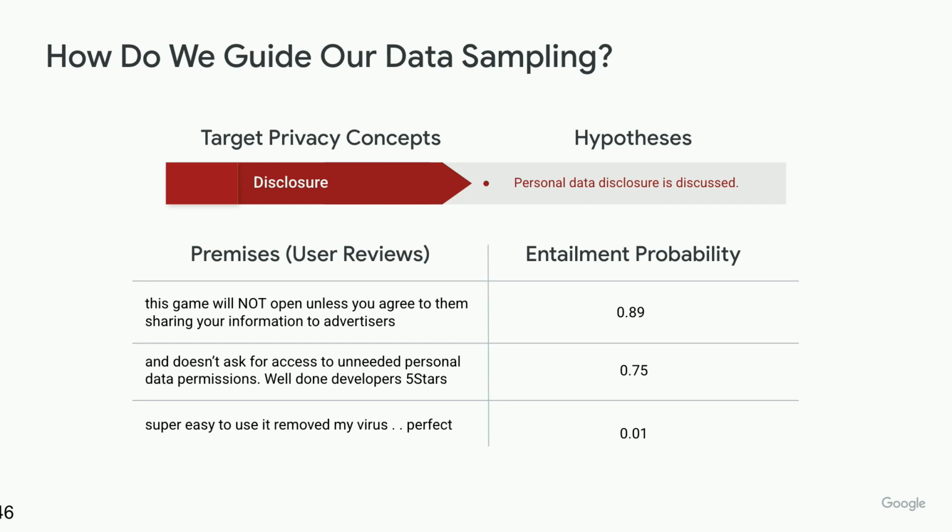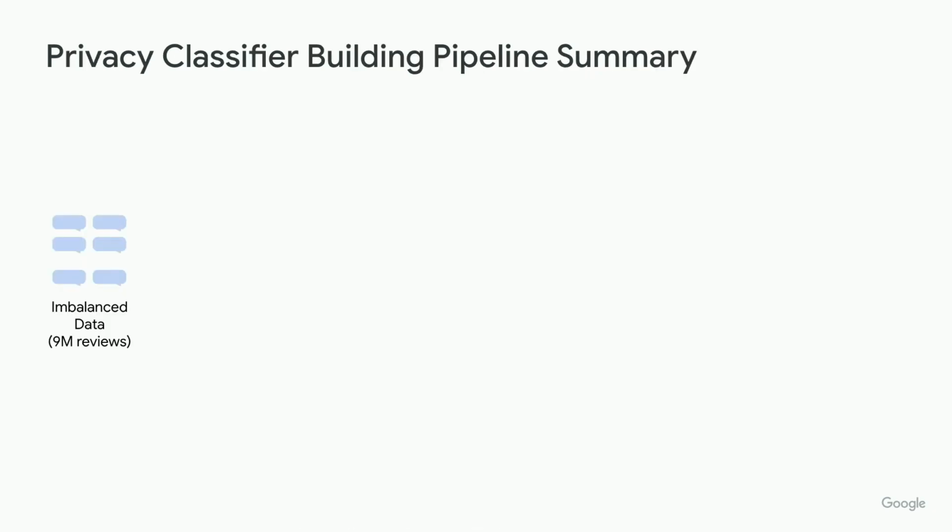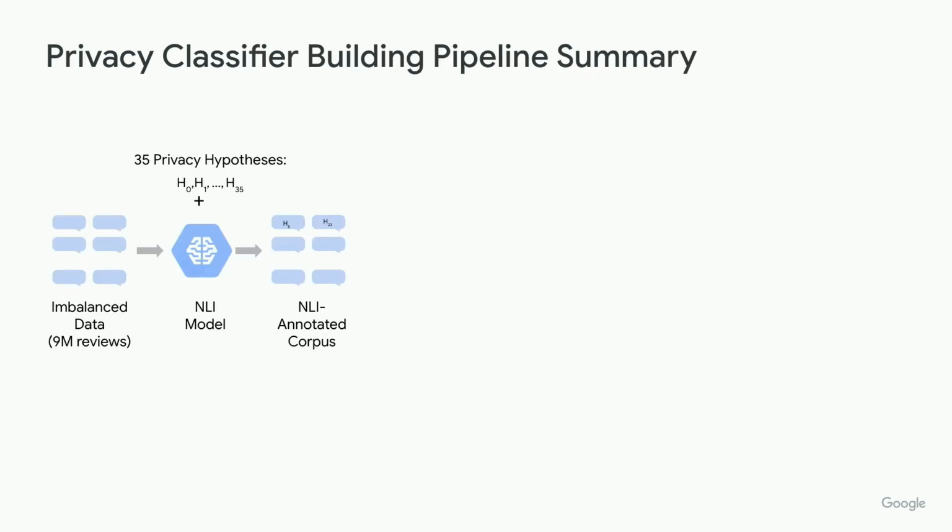The third one says nothing about this topic, and it has a really low entailment probability. But I think you can see where I'm going. I'll run every review against the hypothesis, and it's going to automatically pick out ones that are highly likely to be privacy because the entailment score is high. So we're getting to a maybe privacy label, and at that point, you can feed those to humans to do labeling.